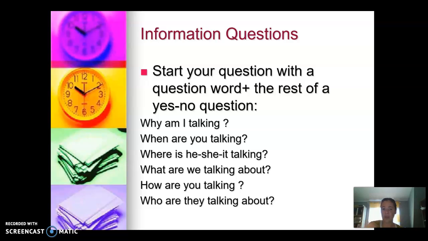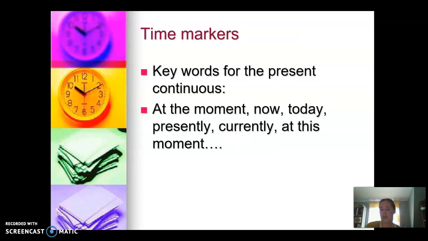Information questions, you start your question with a question word, and you add the rest of a yes, no question. So, why am I talking? Am I talking is a yes, no question. If you want an information question, then you follow the yes, no question pattern, but you just add your question word at the beginning. Time markers.